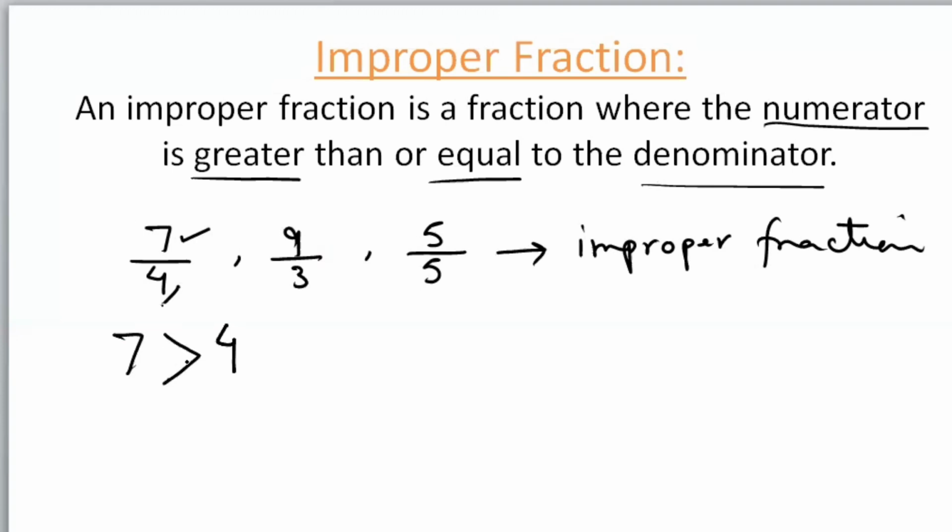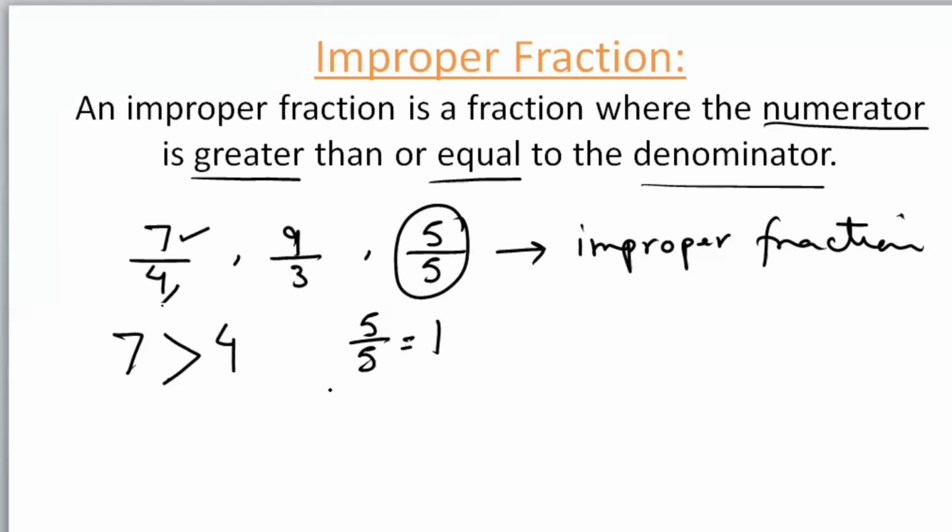So in the improper fraction, the numerator should be greater than the denominator, or it should be equal, like 5 by 5. Here 5 by 5 is equal and it makes a whole, 1. When there is an improper fraction, we have to change it into a mixed number. That I will discuss in our next video. Okay. Now you understand what is proper fraction and what is improper fraction.